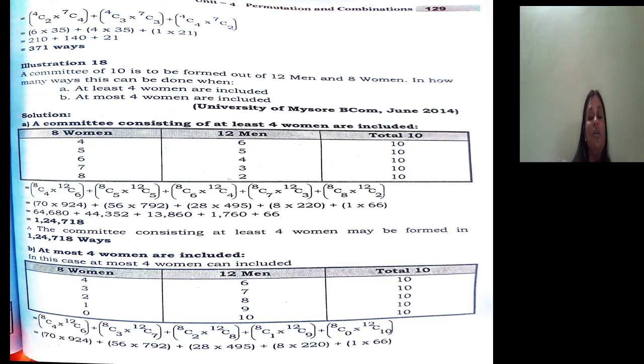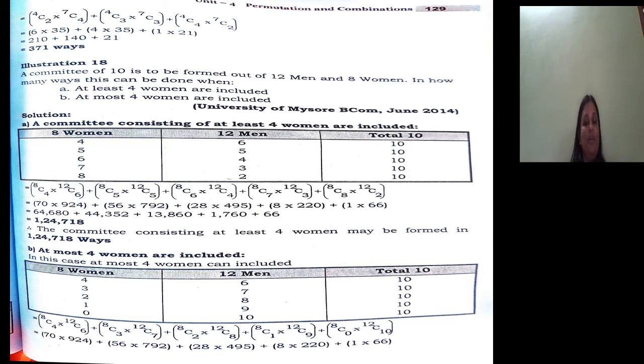The answer will become 1,24,718 ways. First combination: 4 from women, 6 from men, plus second combination: 5 from women, 5 from men, plus third combination: 6 from women, 4 from men. Fourth combination: 7 from women, 3 from men. Fifth combination: 8 from women, 2 from men. So the sum of this will become 1,24,718 ways of selecting a committee of 10 so that there should be how many women?